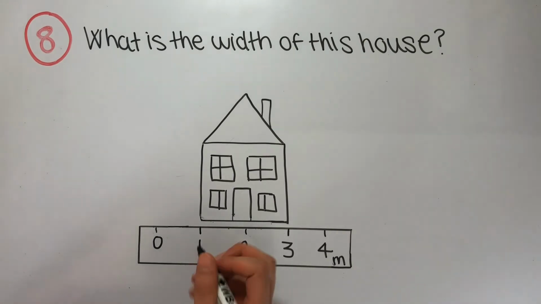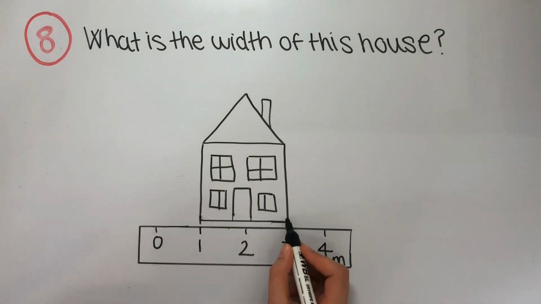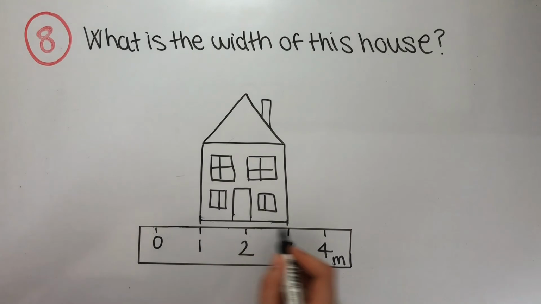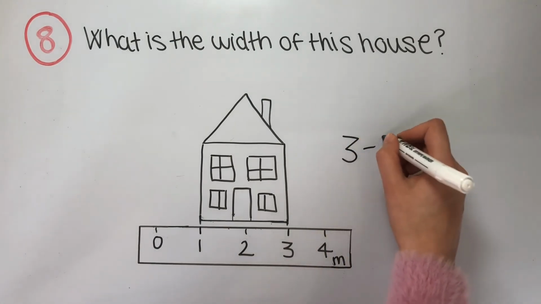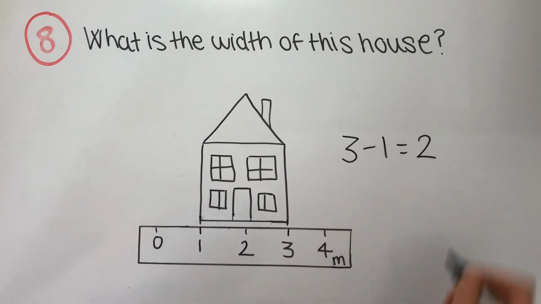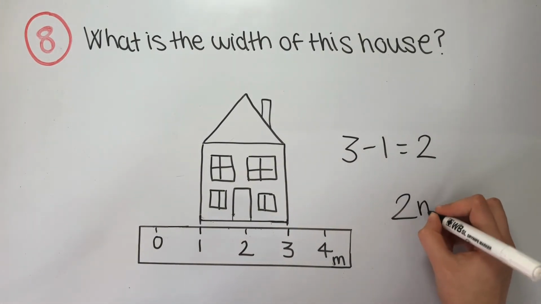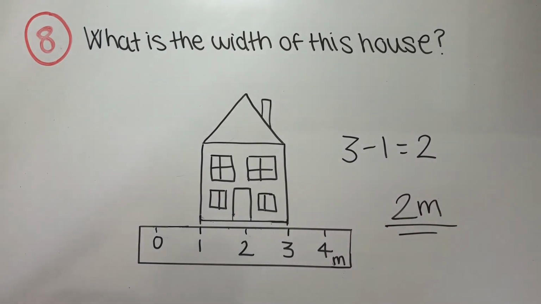Now, we're going to measure from this point to this point, because the width is all the way across the bottom, and we can read off that it's 3, but that's not our answer, because we can see that the ruler starts at 1 instead of 0. So we're going to do 3 minus 1, which gives us 2. That means the width of our house is 2 metres.